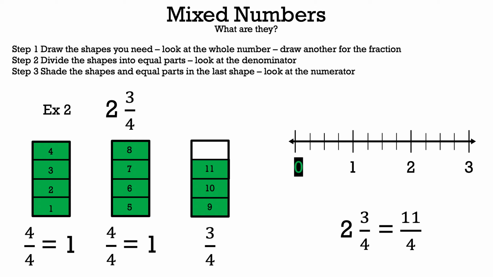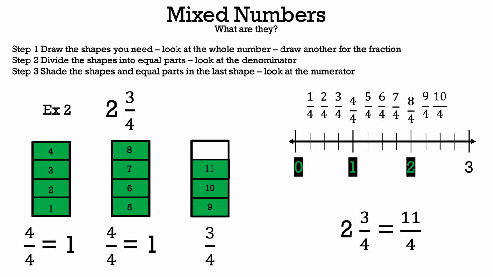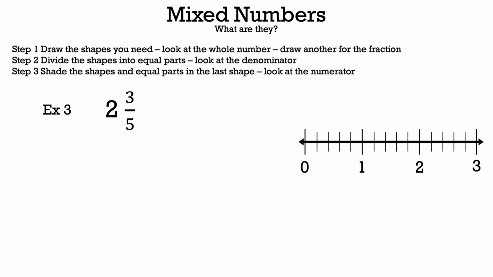Now let's count by fourths on our number line to see if we get to the same spot. So let's count 1/4, 2/4, 3/4, 4/4, which is the same as 1. 5/4, 6/4, 7/4, 8/4, which is the same as 2. 9/4, 10/4, and 11/4. Same spot. So 2 and 3/4 is the same thing as 11/4. Now let's take a look at the last example. We have 2 and 3/5.